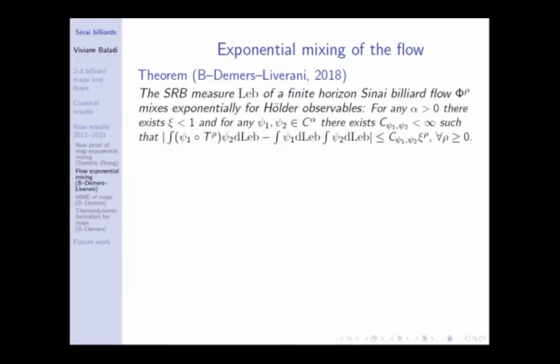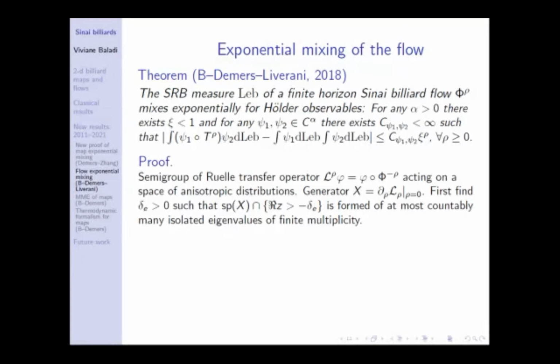So this is much more difficult than the map. Why? Because when you have a flow, the flow direction is not expanded, it's not contracted, so you have a neutral direction, and this creates a lot of difficulties. But by using anisotropic spaces, we were able to show exponential mixing. If you look at the statement, it's exactly the same statement as for discrete time. If you fix a Hölder exponent, then you get some decay rate, strictly smaller than 1, which holds for all test functions which have this Hölder exponent alpha, with a prefactor which could depend on the observations.